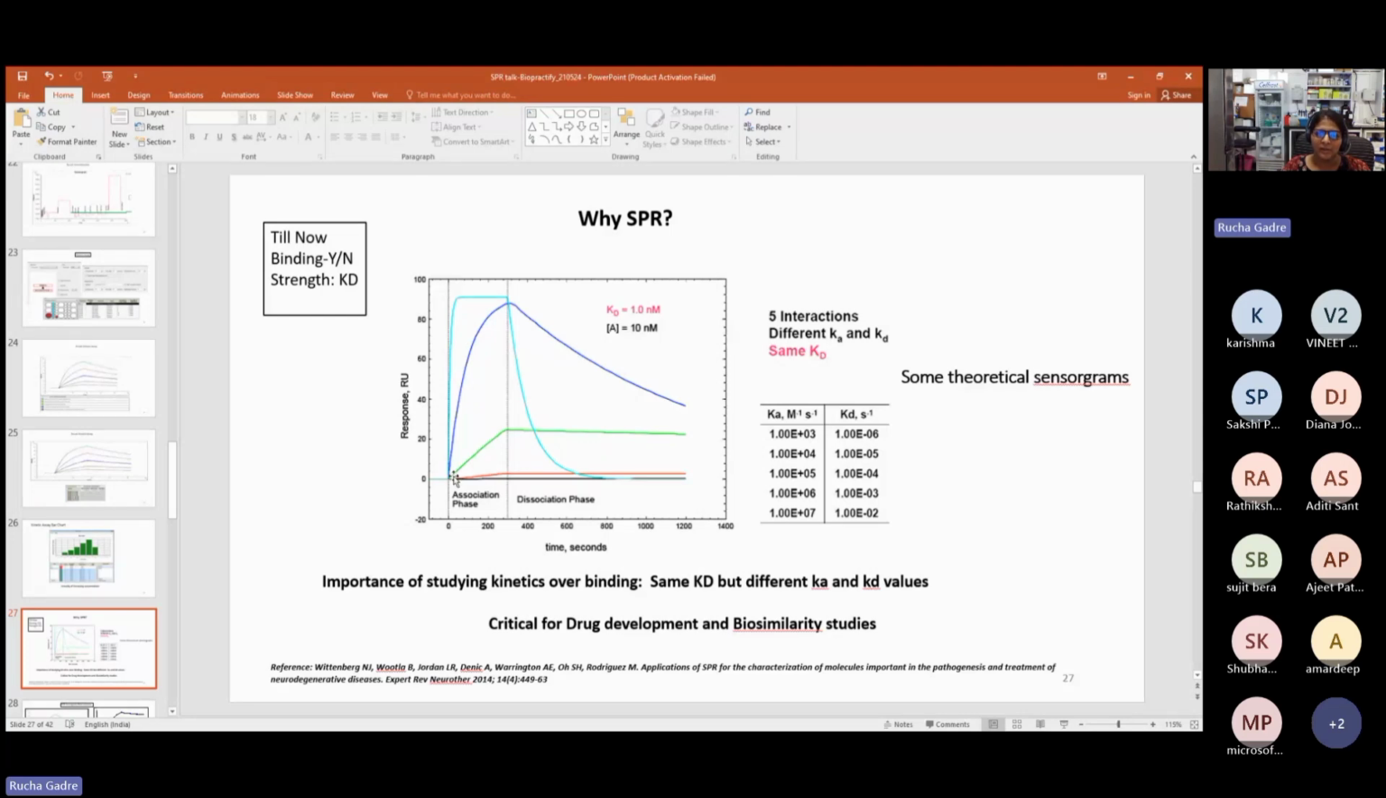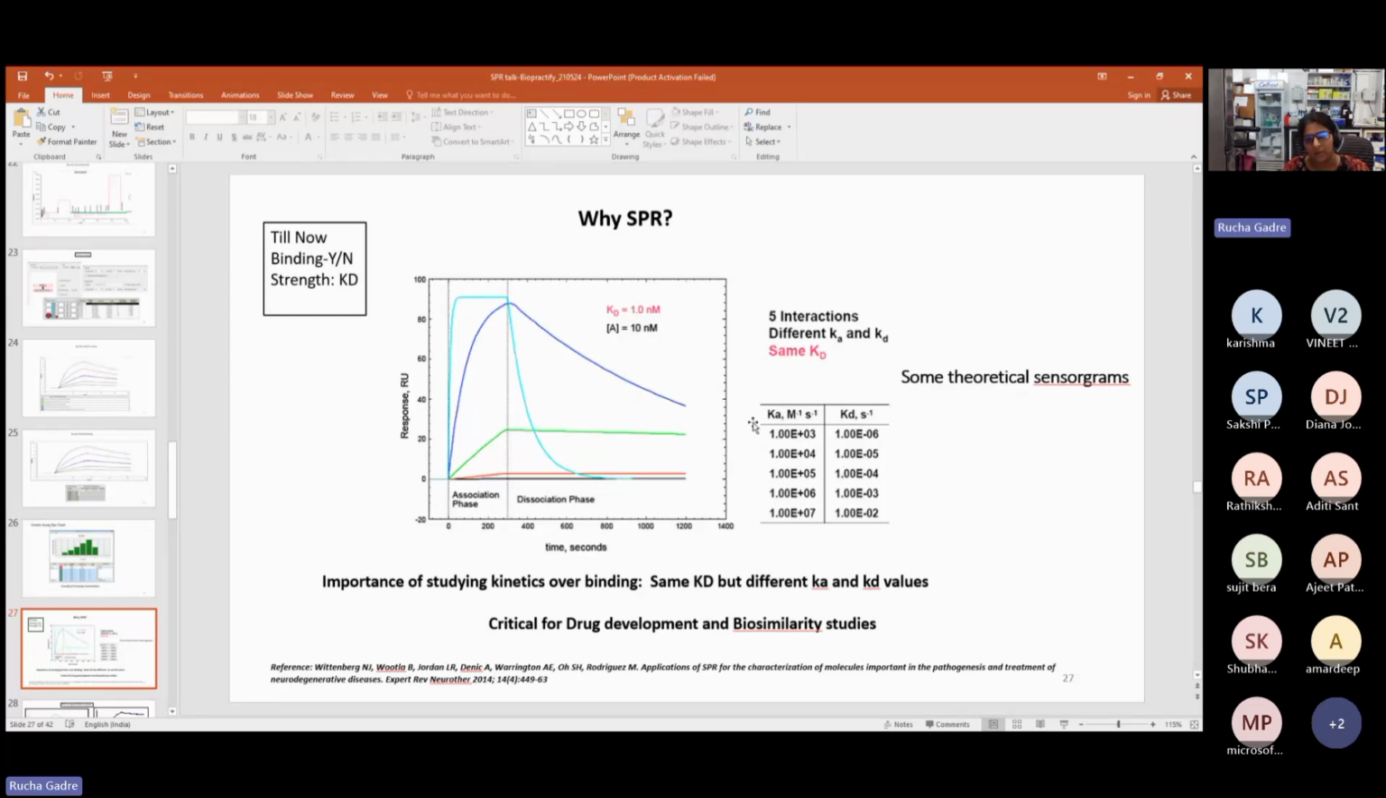Here we can see that it is very fast binding and dissociation is very slow. Here the binding is optimum and the dissociation is also optimum. In this teal sensogram, it is completely dissociating. Hence we can know that the rates of association and dissociation are different. But since kd is small kd by ka, the ratio can be same.